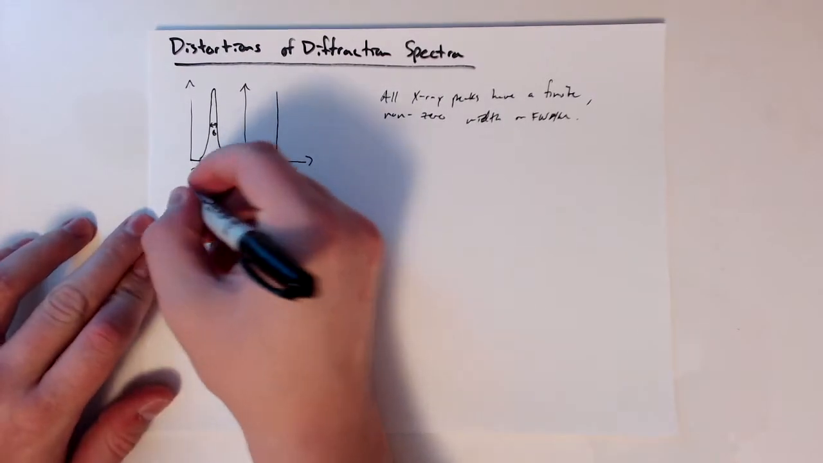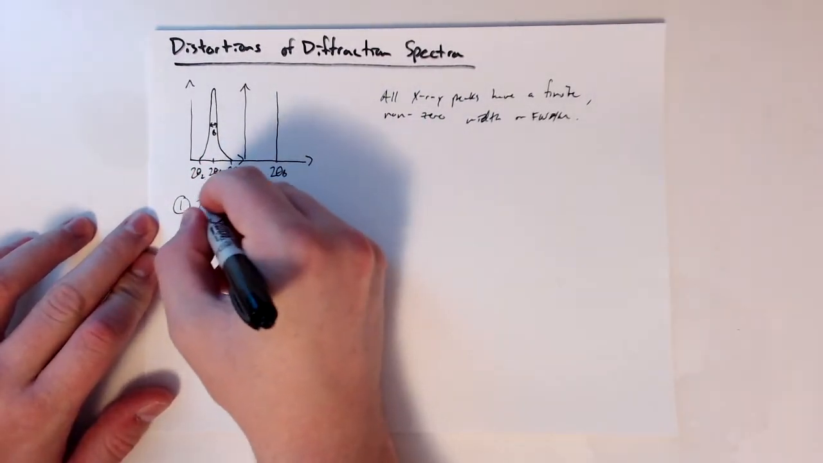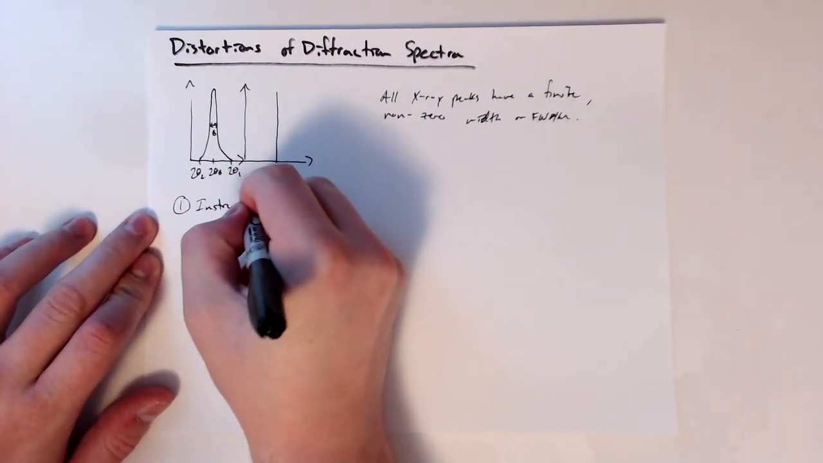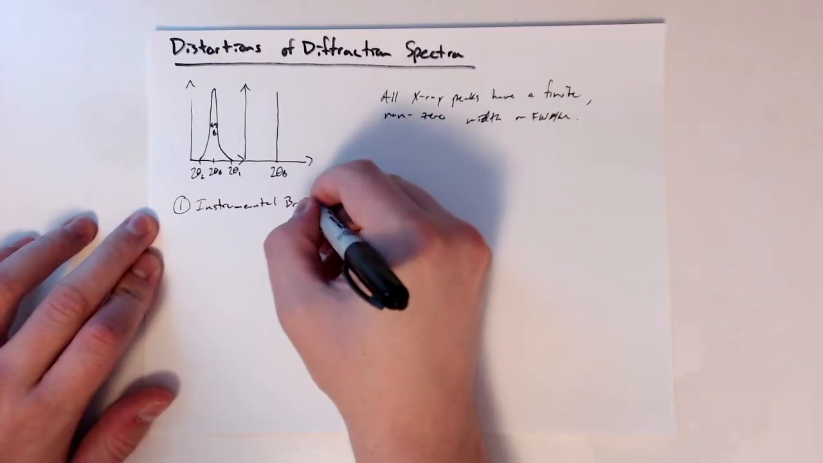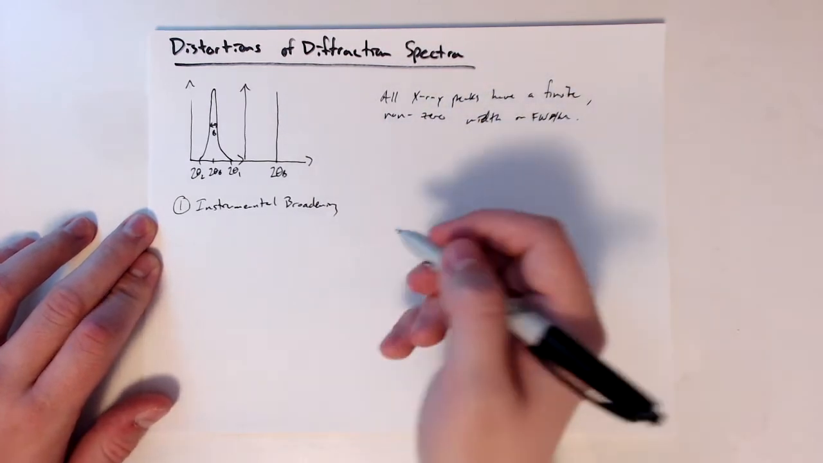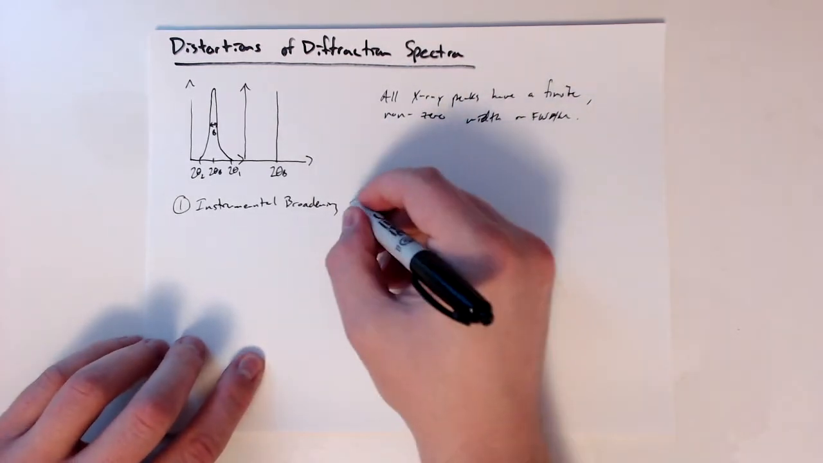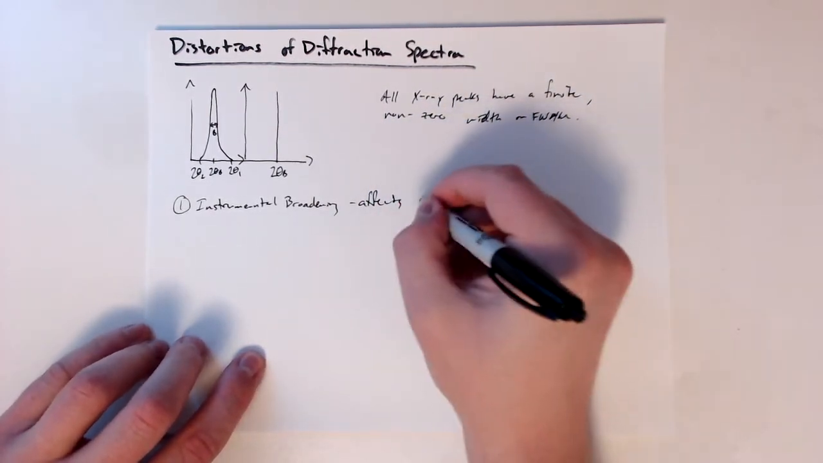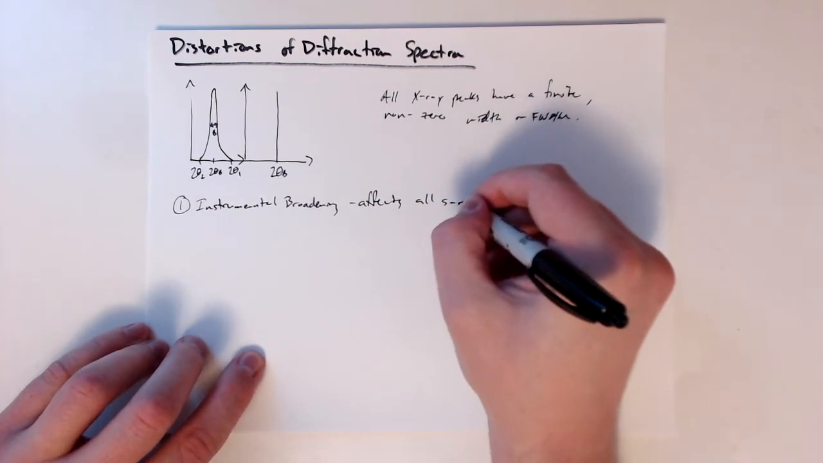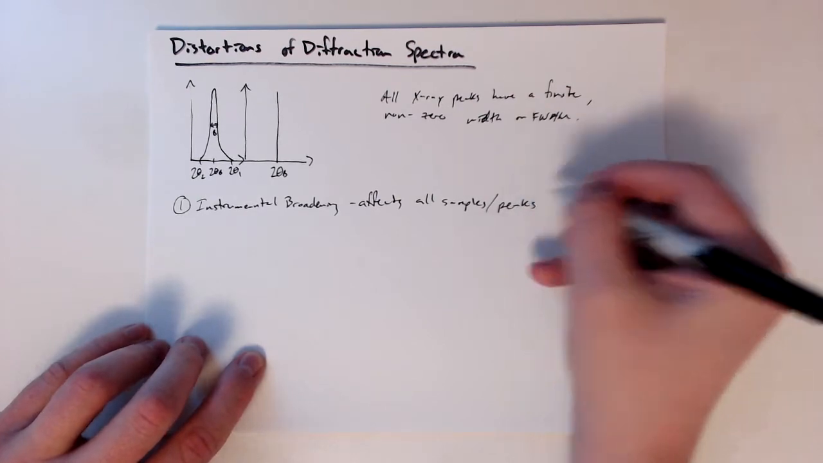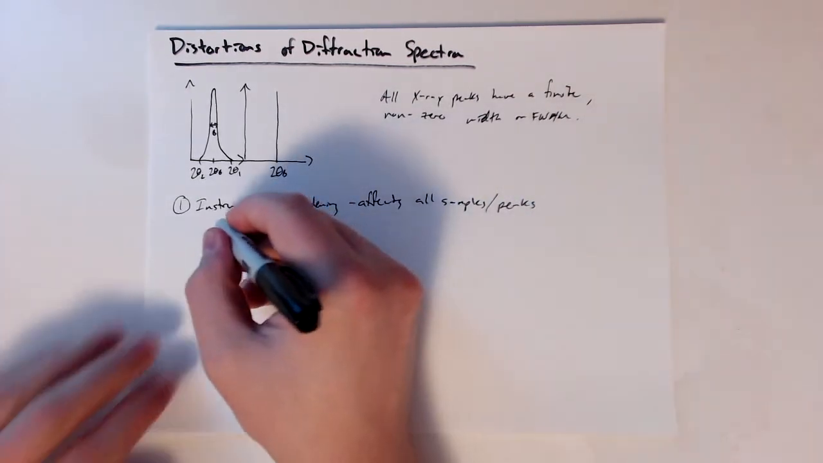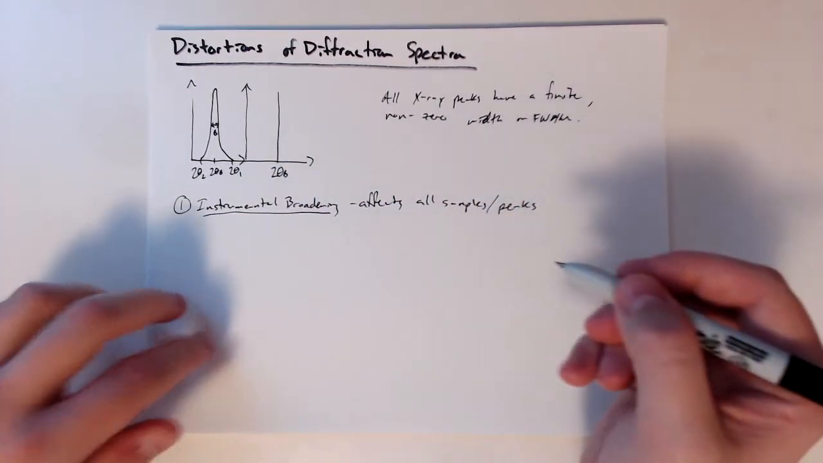The first one that we want to examine is what we call instrumental broadening. So this is broadening from the instrument itself. So this affects all samples and all peaks. This is something we can't get around, instrumental broadening.